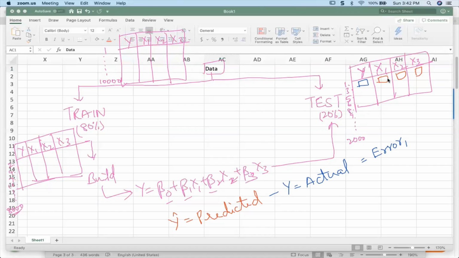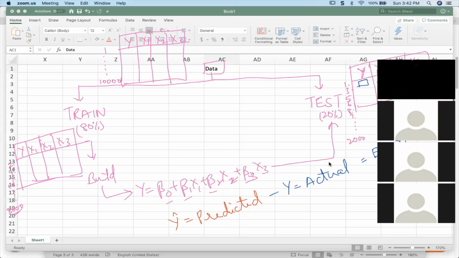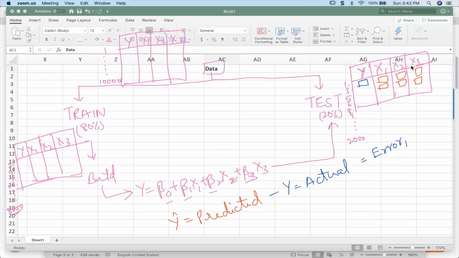Then take these inputs and substitute these inputs in this equation. The moment you substitute these values in this equation, you get another predicted value. Then you take the actual value which is here and subtract it from the predicted value. What do you get when you subtract these two? You get error.